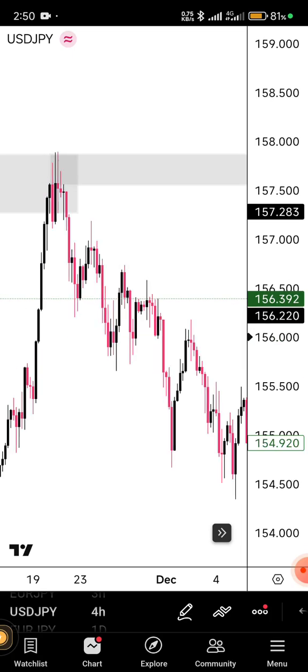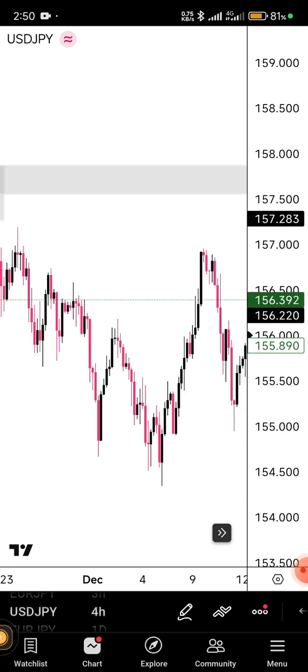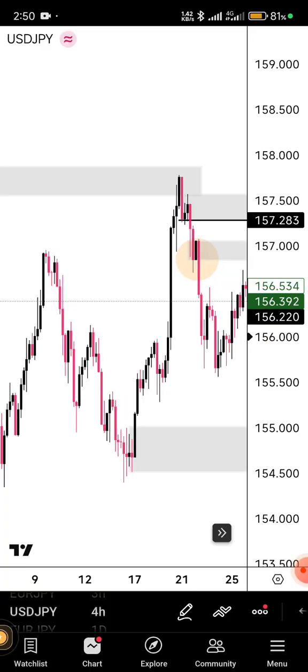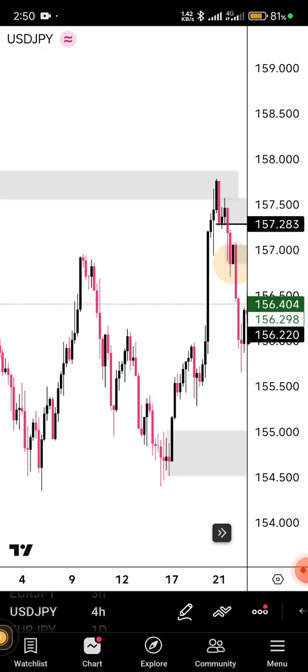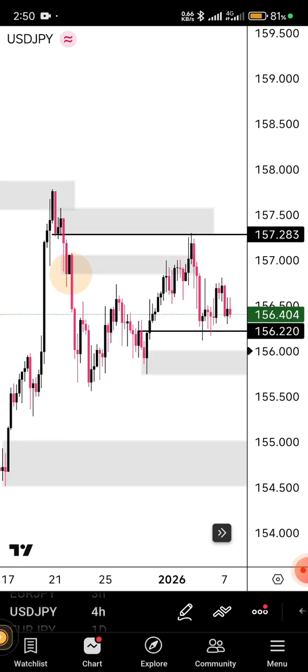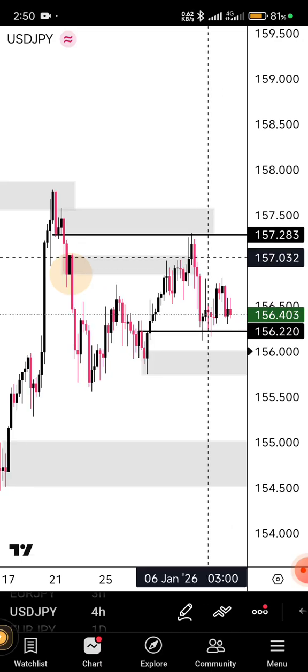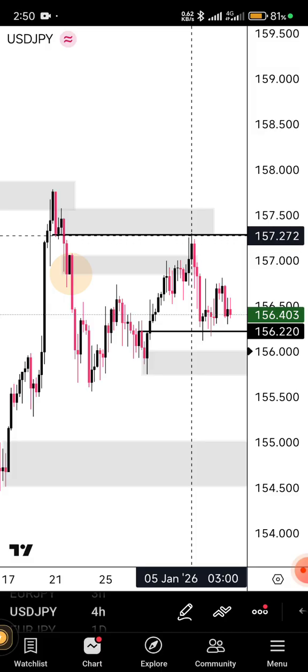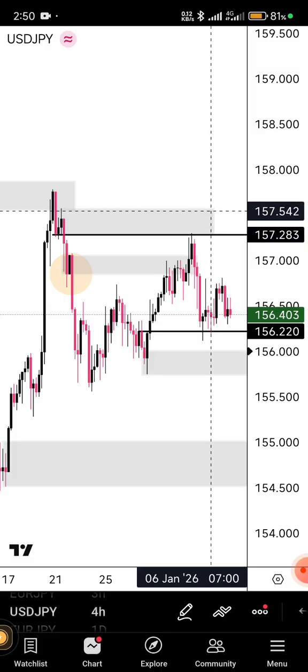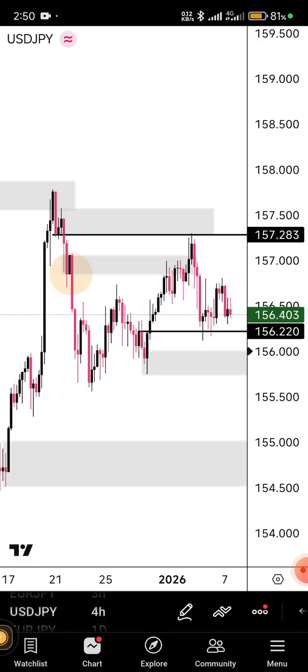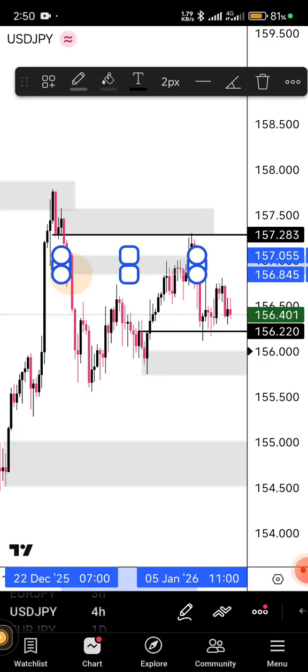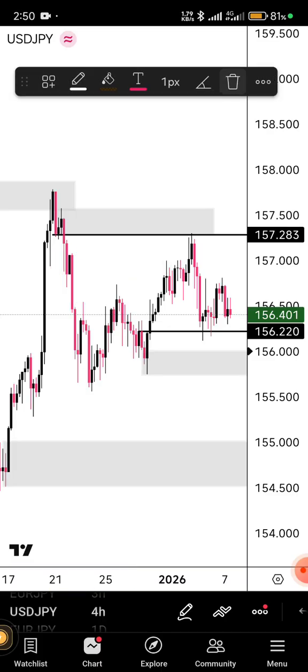If you watch around this zone, I think this current one, you would have entered it with a pending order, which is nice. Now, as you have entered it with a pending order, why did you enter it with a pending order?